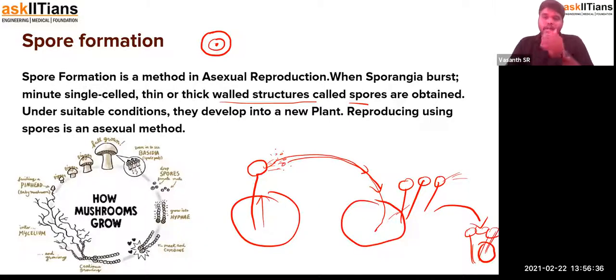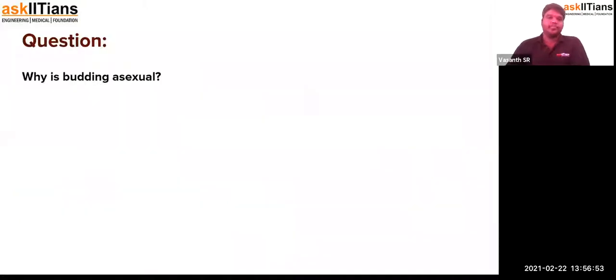So that is why spore formation always involves bursting of the spore formation unit, which is the sporangia, and then that gets dispersed, and then the spore forming organisms are forming spores. Okay, so this is how spore formation works. With this, we will be looking into some questions, and then after that, we'll see what we can do.